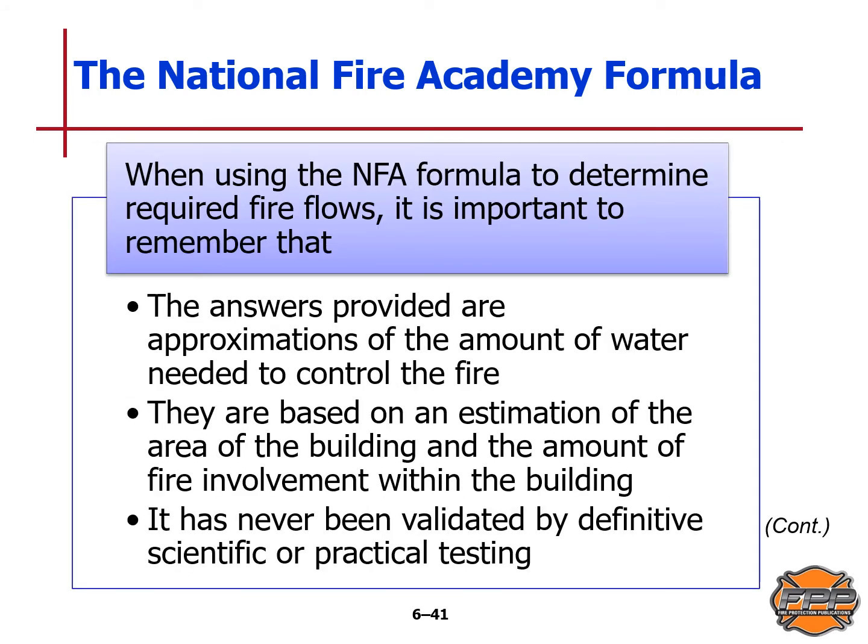When using the NFA formula to determine required fire flows, it is important to remember that the answers provided are approximations of the amount of water needed to control the fire. Now, they're based on an estimation of the area of the building and the amount of fire involvement within the building. It's never been validated by definitive scientific or practical testing. Part of the reason for that is because while the simple mathematic principles may be the same, every fire is different. So you've got a different combination of materials, and then you have variables like contents.